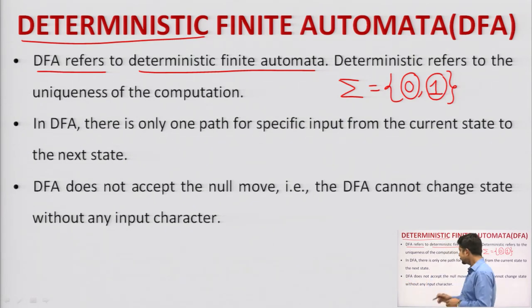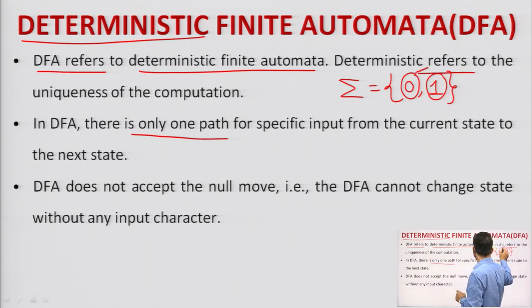In DFA, there is only one path. This is a very important point. In DFA, there is only one path for a specific input. For a specific input means, suppose I am talking about this 0, only one path from the current state to the next state. That is what I told you: the transition should be exactly once, not more than once, and not less than one either. It should be exactly one.